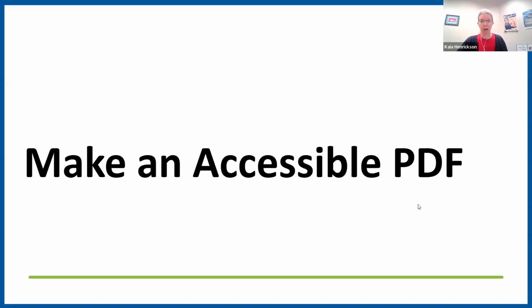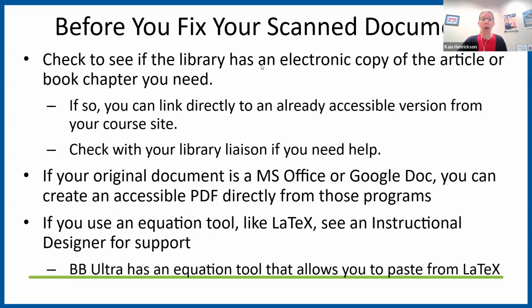How do we get there with our documents? My biggest recommendation is before you try to fix an old scanned document, think about these steps. So there might be an easier way than retrofitting a scanned PDF, which can be a little time consuming. First of all, you can check to see if the library has an electronic copy of the article or the book chapter that you need, and then link directly to that through our resources. Those documents already have these accessibility pieces built into them and sometimes even have additional accessibility tools students can access, like text-to-speech.